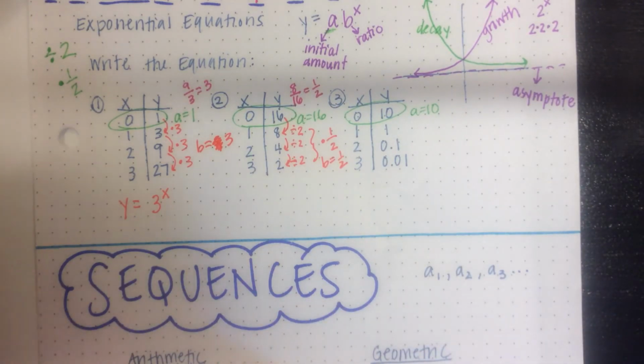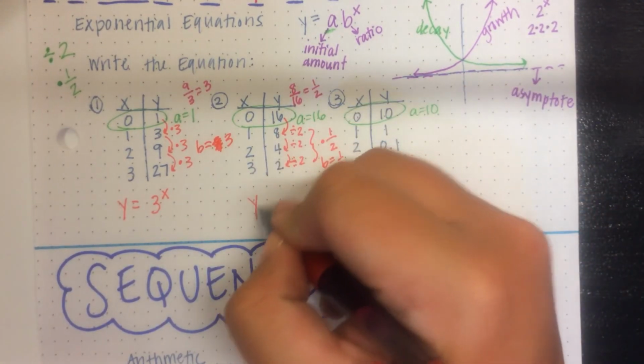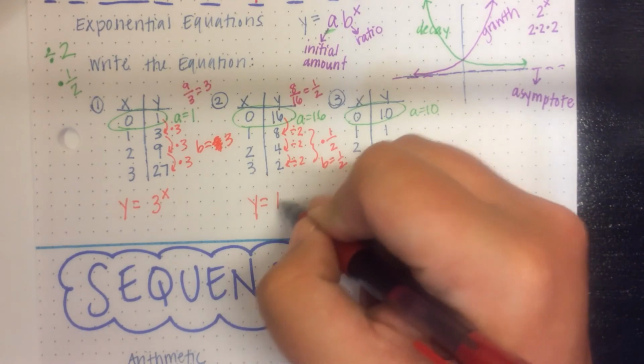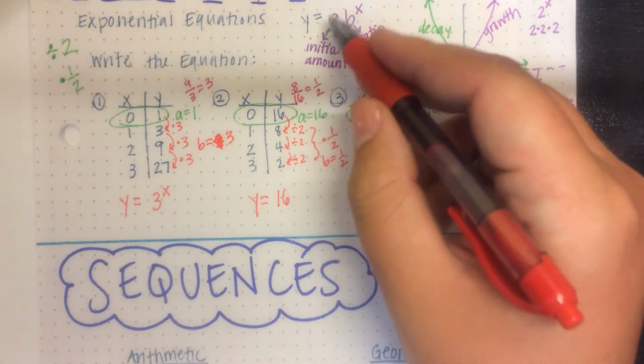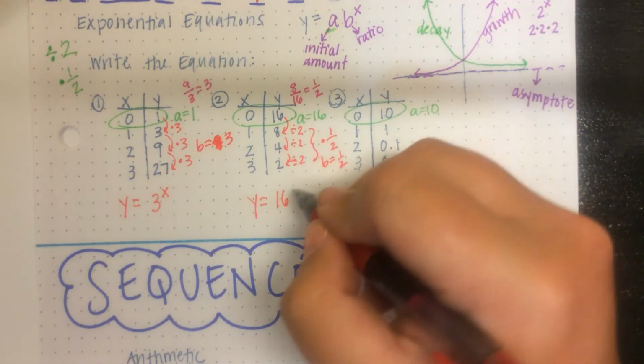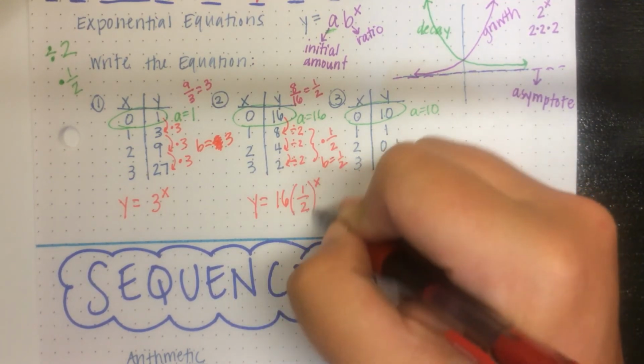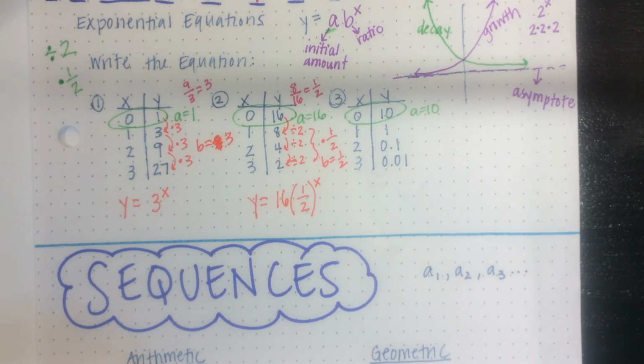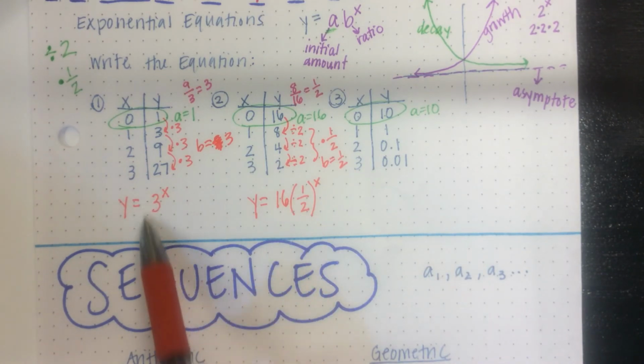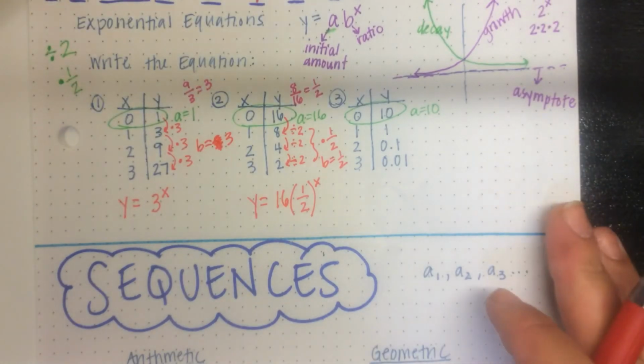All right, so then for this second one, my a value is 16, right? And then I have a times b to the x, so then my b is 1/2 to the x. And the way that we do our multiplying is we just put b in parentheses. You only need the parentheses if you have an a other than 1. Like here, I don't have to put the 1, so you don't have to put the parentheses.